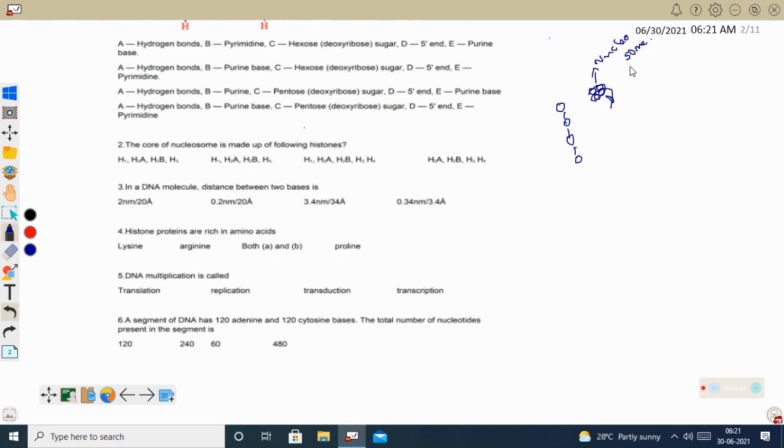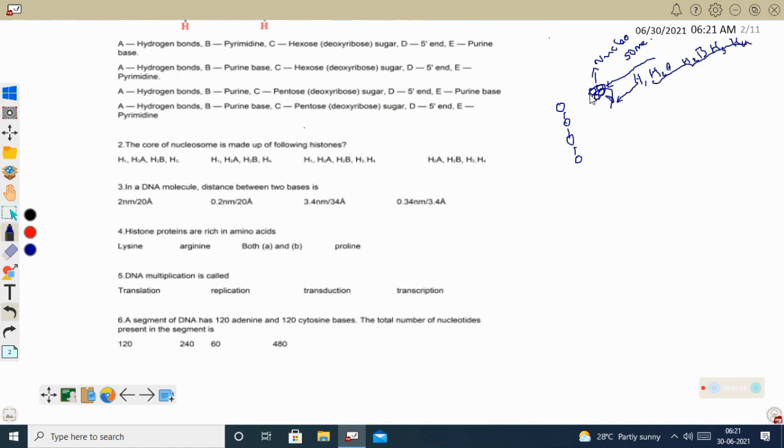The histone, which helps in winding the DNA, that protein has 5 subunits: H1, H2A, H2B, H3, H4. In this, H1 is this one. This is the linker DNA. H2A, H2B, H3, H4, that is this one. Okay, H1, H2A, H2B, H3 and H4 is this one. That is, the nucleosome core protein is H2A, H2B, H3 and H4.